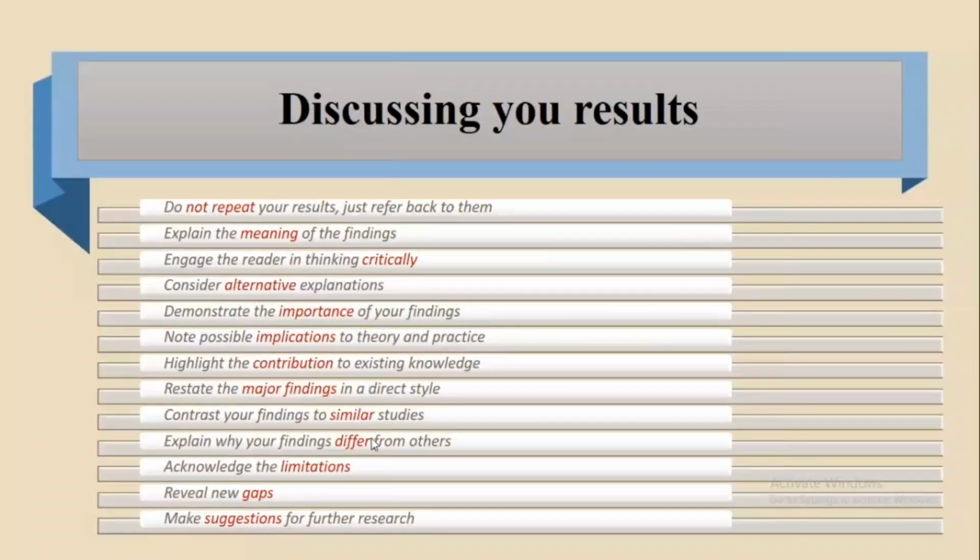Explain the meaning of the findings. Engage the reader in thinking critically.